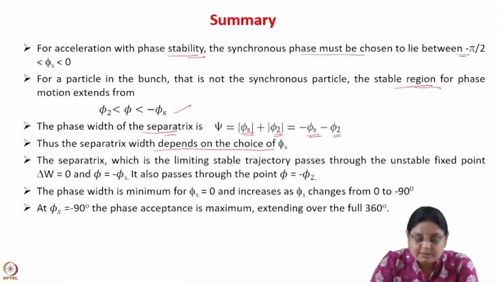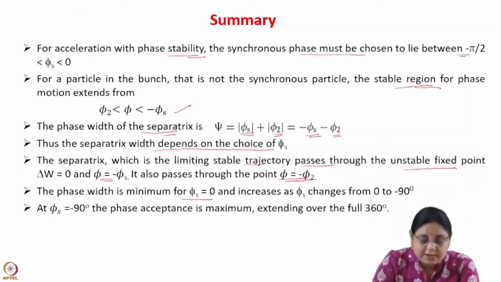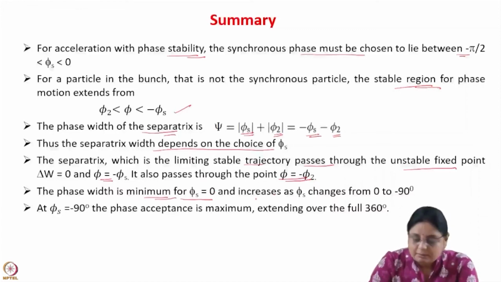The separatrix, which is the limiting stable trajectory, passes through the unstable fixed point, delta w equal to 0 and phi equal to minus phi s. It also passes through the point phi equal to minus phi 2. The phase width is minimum for phi s equal to 0. So if you choose the synchronous phase to be 0, where the acceleration is maximum, the phase width is minimum, and it increases as phi s changes from 0 to minus 90 degrees.